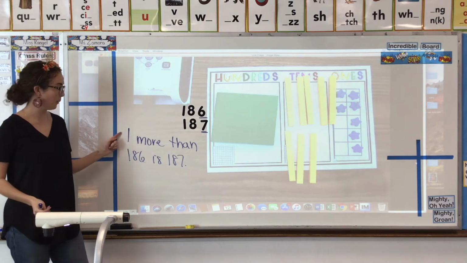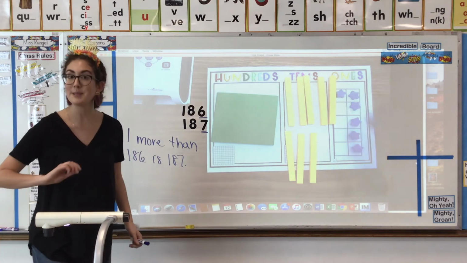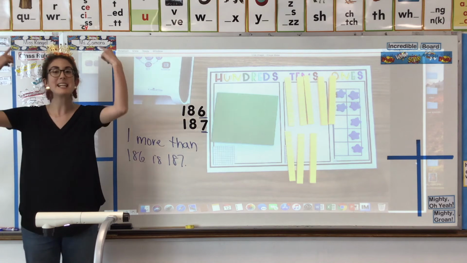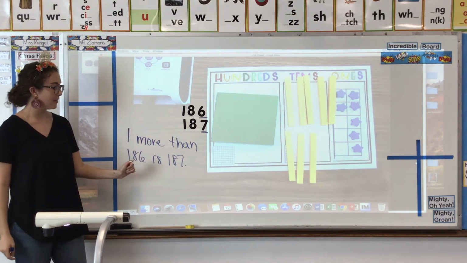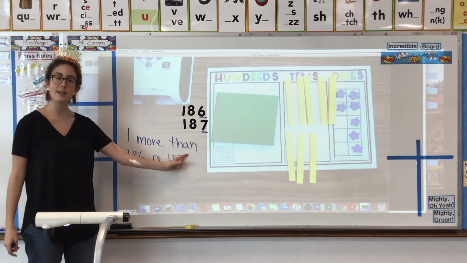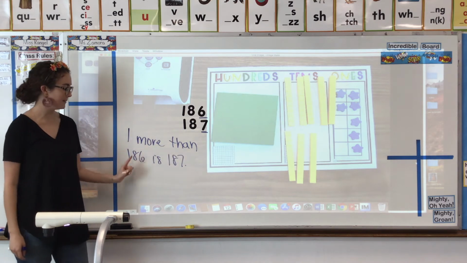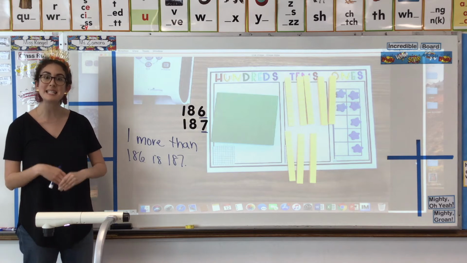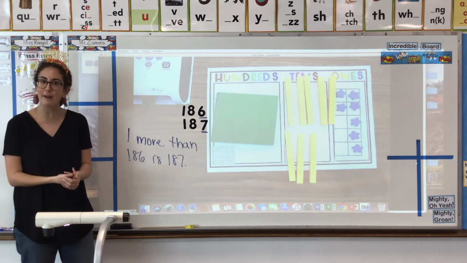So second grade, when we noticed that the ones place was changing, we made sure to indicate that in our sentence by 1. And when we went from 6 ones to 7 ones, we counted up. We were getting a bigger value. Therefore, we counted 1 more than. And we showed that 1 more than 186 was 187 because we counted up and made a bigger value.